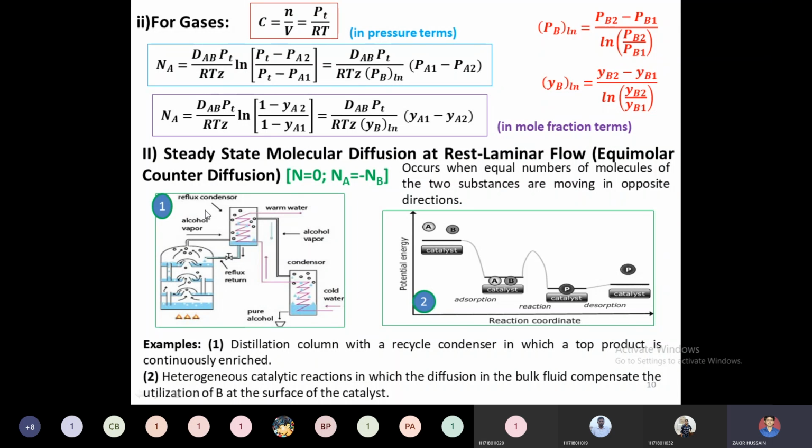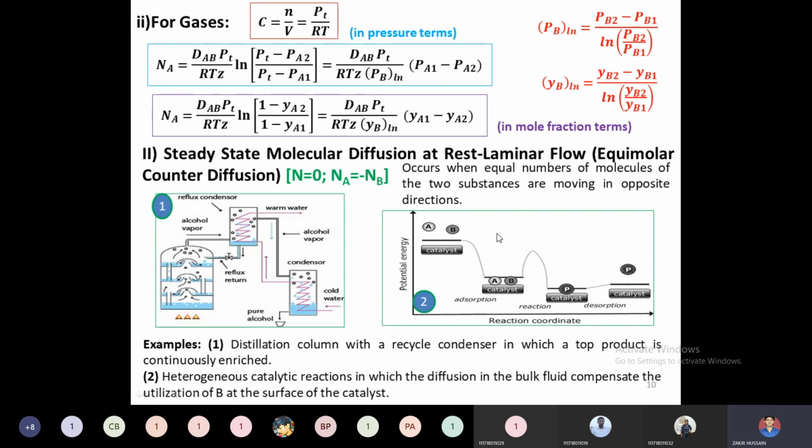Okay, distillation operation, in which the reflux condenser is there at the top of the distillation column. The role of the reflux condenser is that part of the vapor which is converted into the liquid will be just sent back to the distillation column in order to enrich the content of the more volatile component in the vapor fraction. So the reflux condenser plays a role in enriching the content of that particular more volatile component in the distillation column. When this is taking place, the components A and B are competing here in transferring the masses to each other. So this is the example for equimolar counter diffusion.